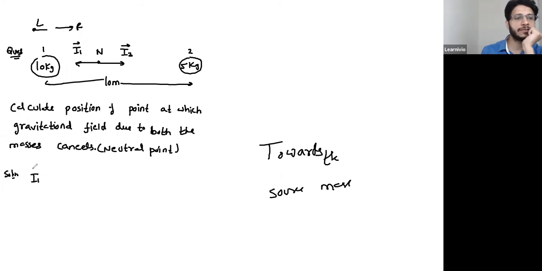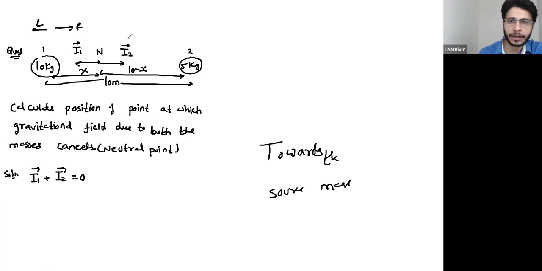So the net field is the vector sum of I1 and I2. That should be equal to 0. Let's say the separation of this neutral point from the 10 kg mass is x. So Fazal, what is this separation? How much is this one? 10 minus x. So the net vector sum of field is 0. If you can check, I1 and I2 are acting in opposite directions. Now if they are acting in opposite directions, you can directly subtract them. I1 minus I2 is 0. Or you can simply write I1 is equal to I2.